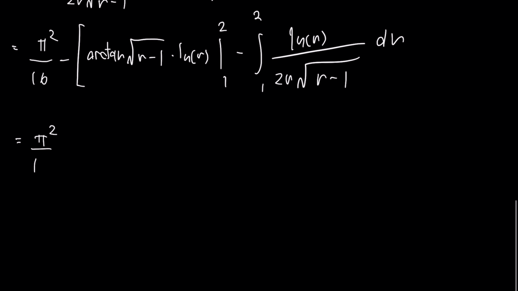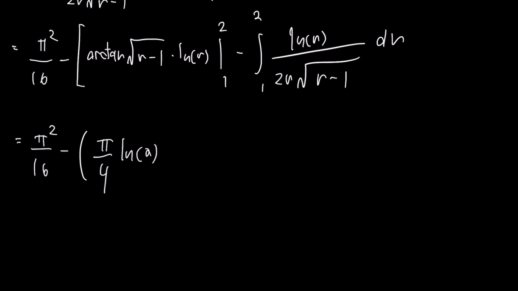So we have pi squared over 16 minus, we have an arctangent of 1 term, so we have a pi over 4 and a log 2. And plugging in 1, we have an arctangent of 0 times the natural log of 1, which will end up being 0.